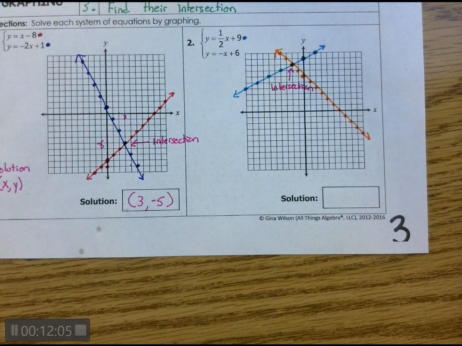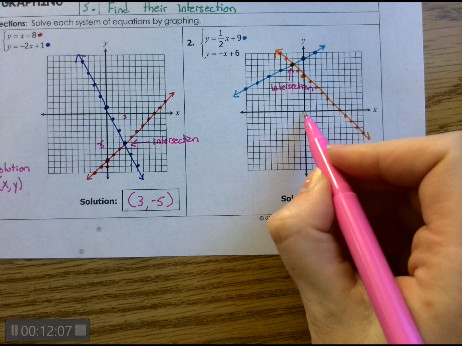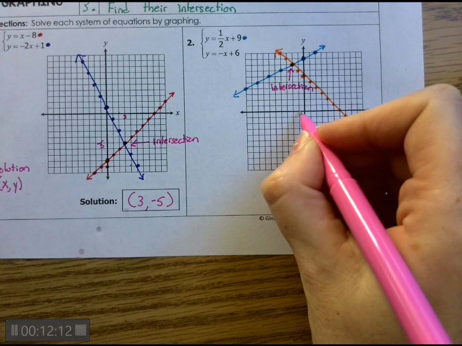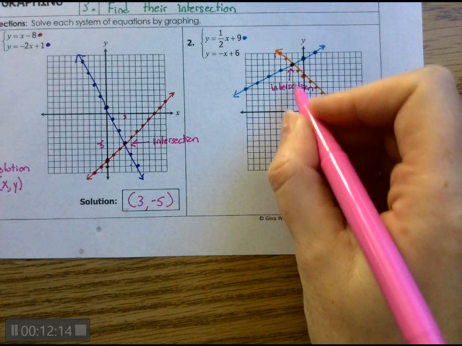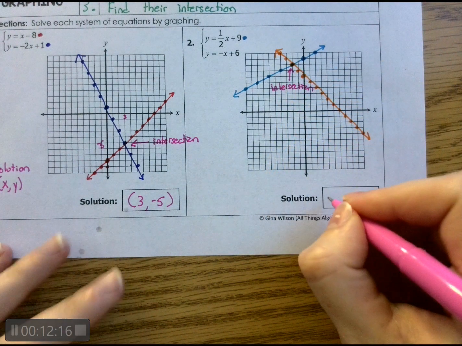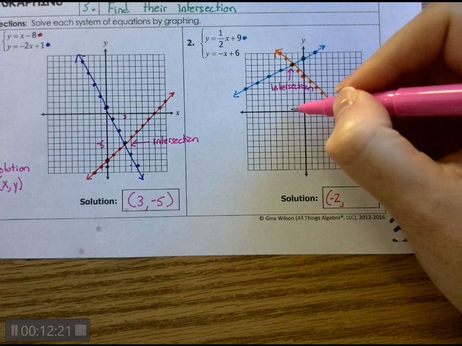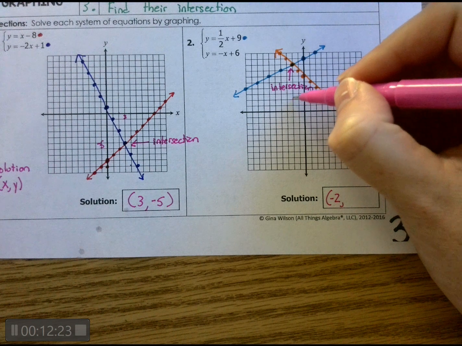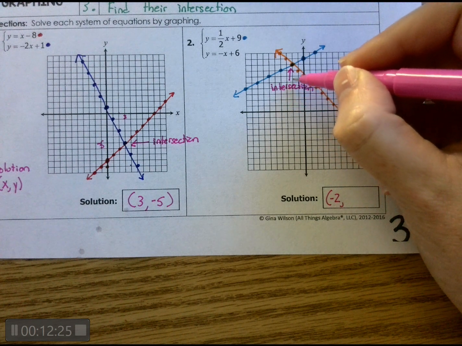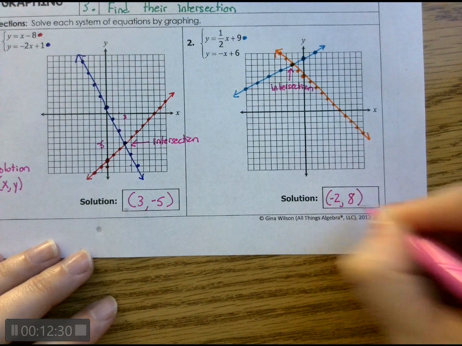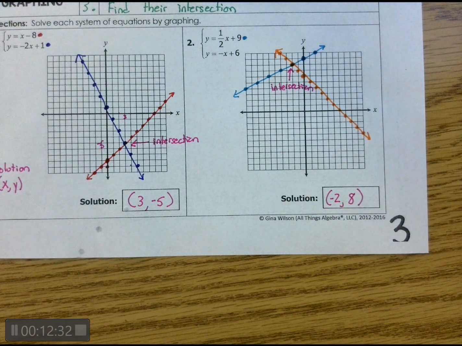So now we must count. Remember, this is your origin. This is where we always start from. So negative 1, negative 2. So then our x is negative 2. And then you want to count up. 1, 2, 3, 4, 5, 6, 7, 8. And so that is our solution. Y'all are doing good, guys.